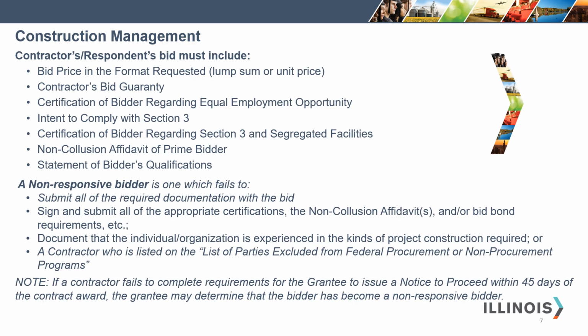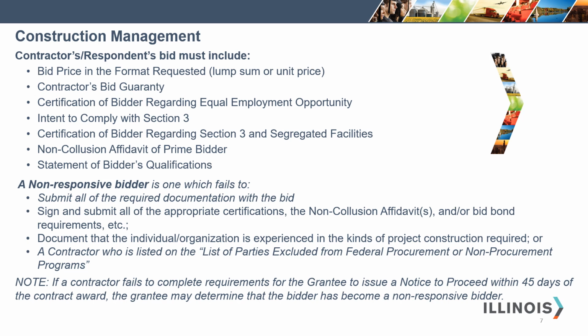The respondent's bid must include the bid price in format requested, whether it is lump sum or unit price, the contractor's bid guarantee, the certification of bidder regarding equal employment opportunity, the intent to comply with Section 3, the certification of bidder regarding Section 3 and segregated facilities, non-collusion affidavit of prime bidder, and the statement of bidder qualifications.